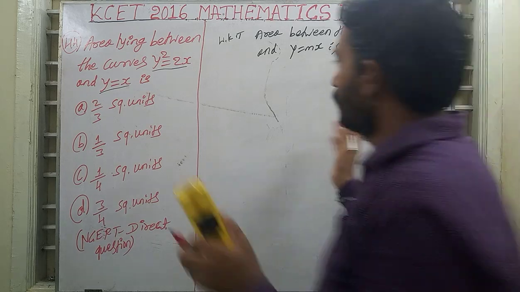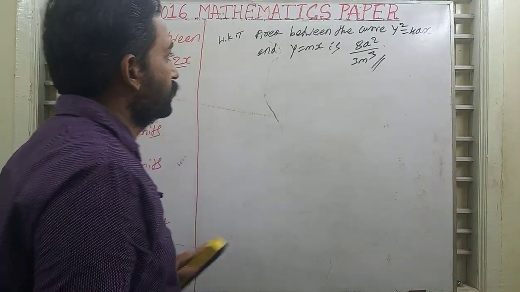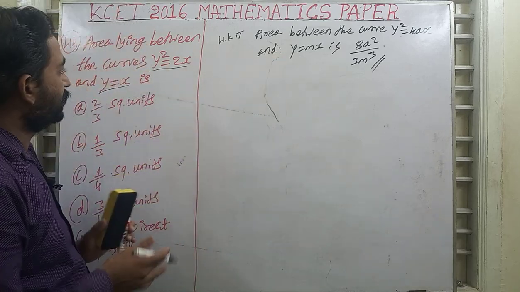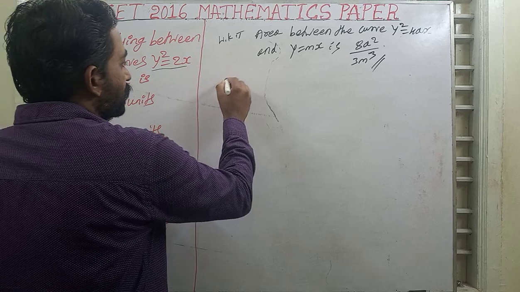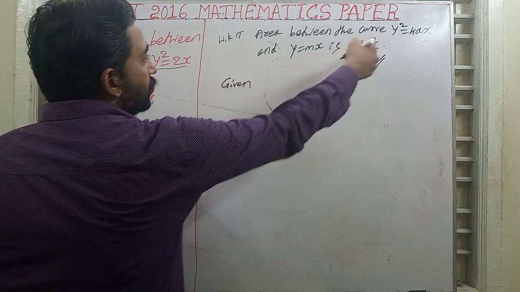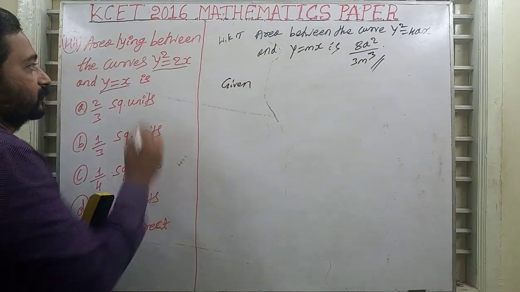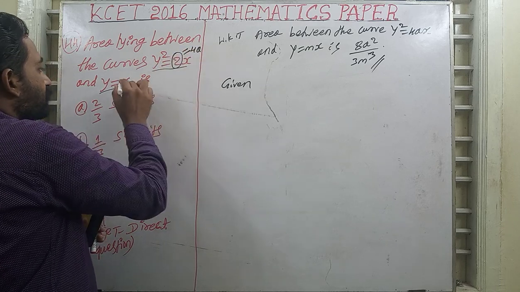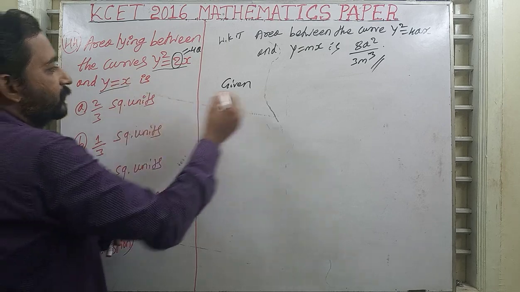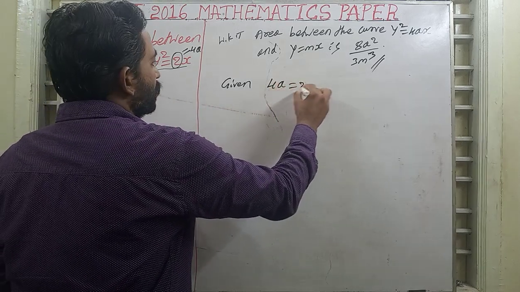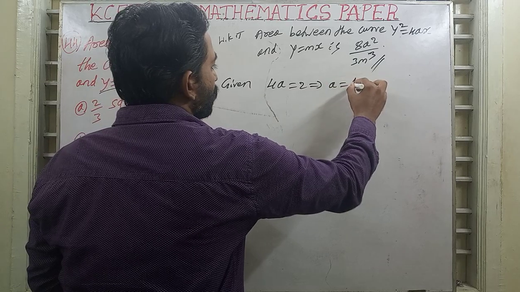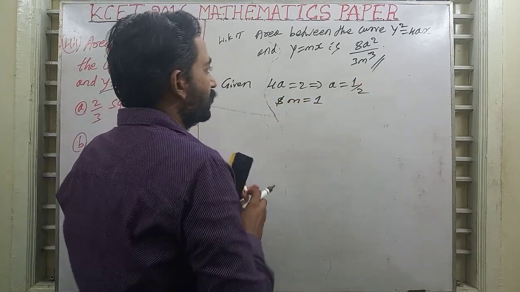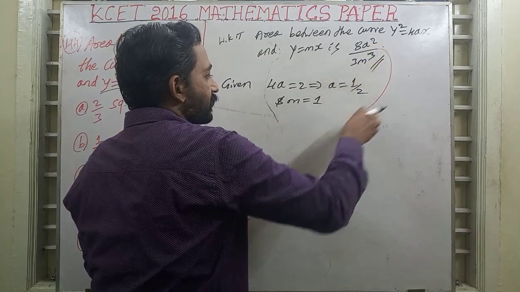So when we compare these two, this is the problem and this is the known fact. In this case, given data, y square is equal to 4ax. In place of 4a, what is there? 4a is equal to 2. Here m is 1. Now 4a is equal to 2. This implies a is equal to 1 by 2 and m is equal to 1. So we get the required answer.